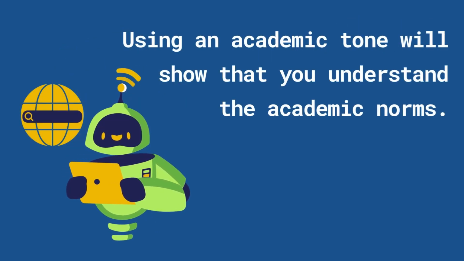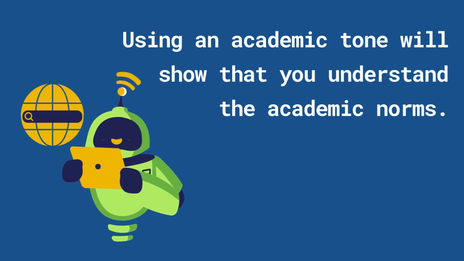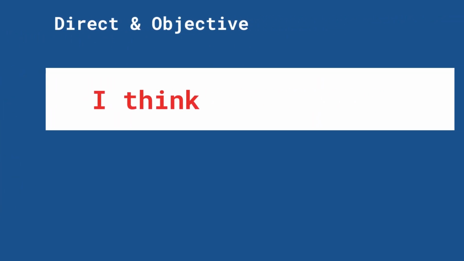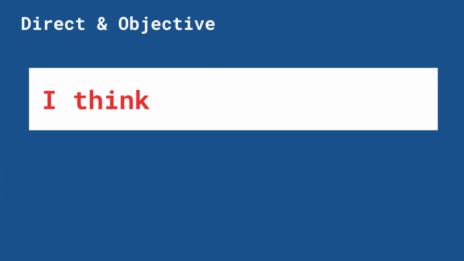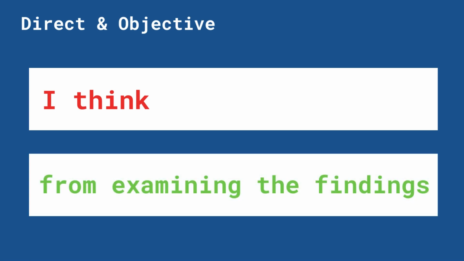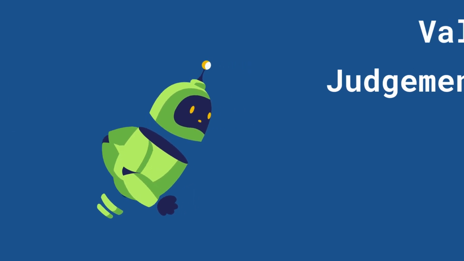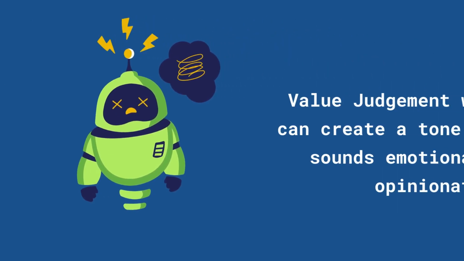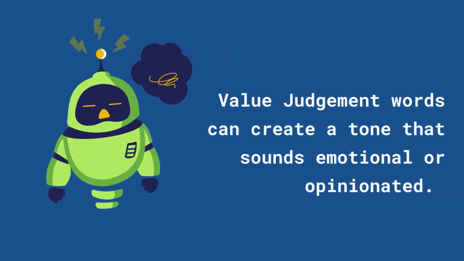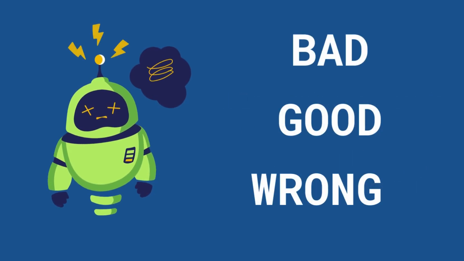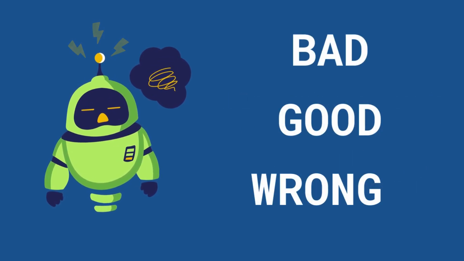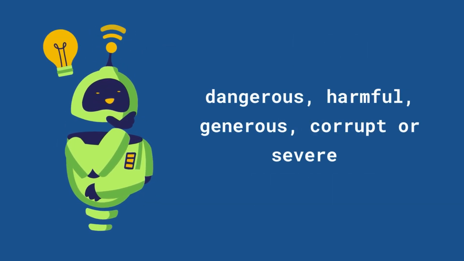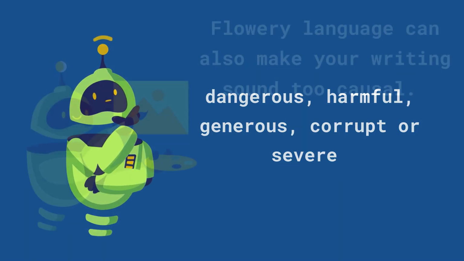Not to mention that formal tone is what is expected, and it will show that you understand the academic norms. You can include your opinions, they just need to be in an academic way. So, instead of using "I think," you could say, "from examining the findings." Another way to sound more formal is to avoid words that express value judgments. These words can create a tone that sounds emotional or opinionated. Example: words like bad, good, or wrong can mean many things, so try to be more specific by using words like dangerous, harmful, generous, corrupt, or severe.